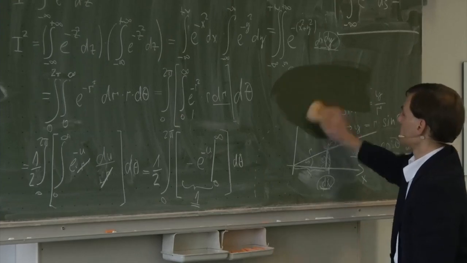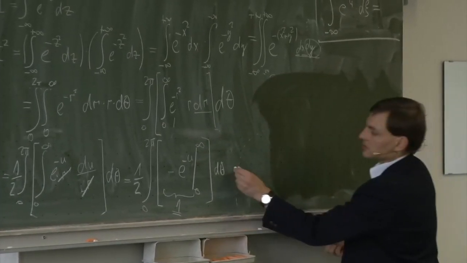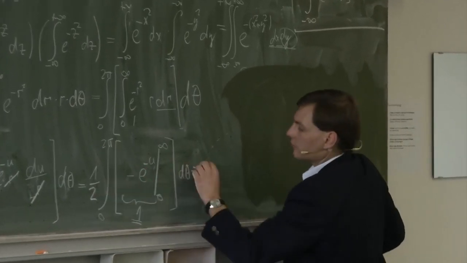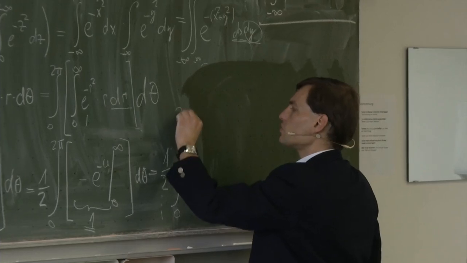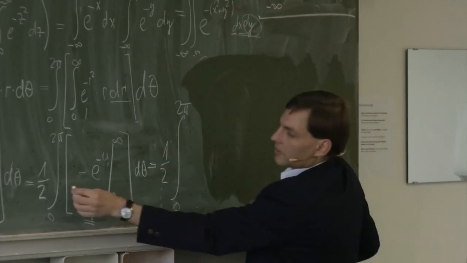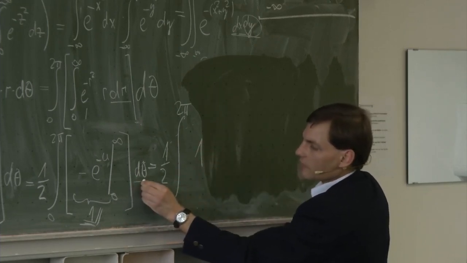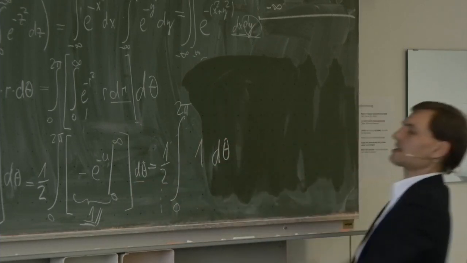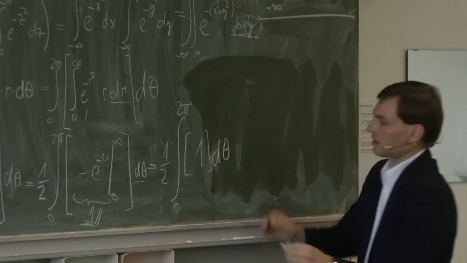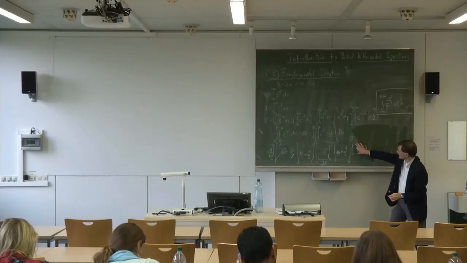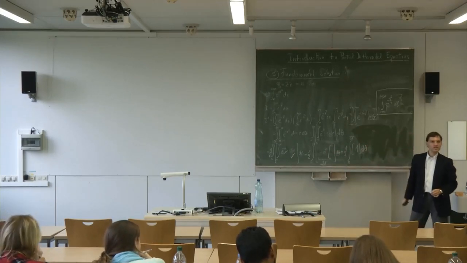And now we continue. So what we have now, in front we have the 1 over 2. Then we have the integral from 0 to 2 pi. Inside here we got, this is minus, and now we have to do the integration for theta, right? Maybe I make here this bracket to indicate that was the integral we did, the inside integral. And now we have to do the outside integral over theta.